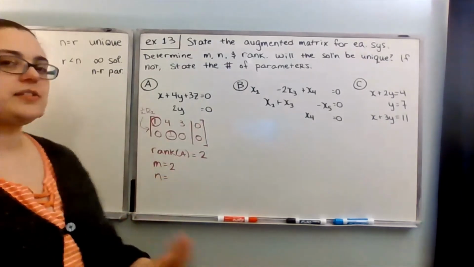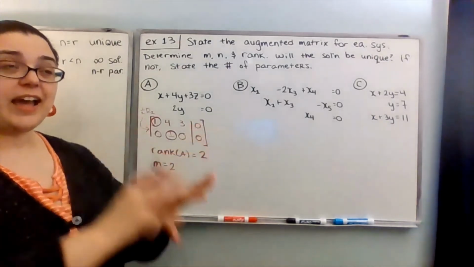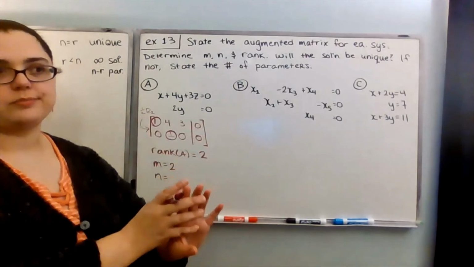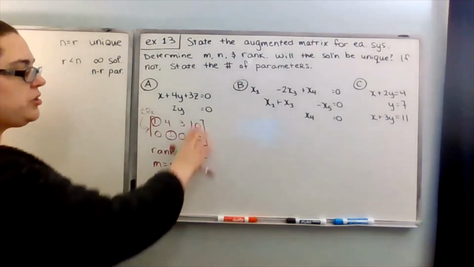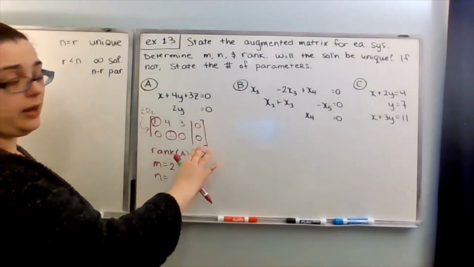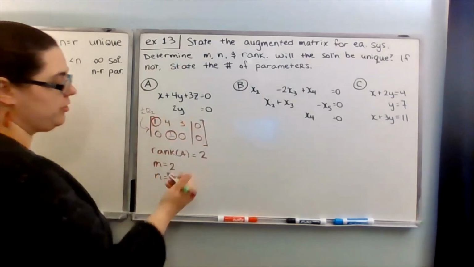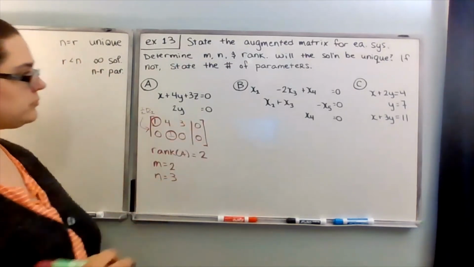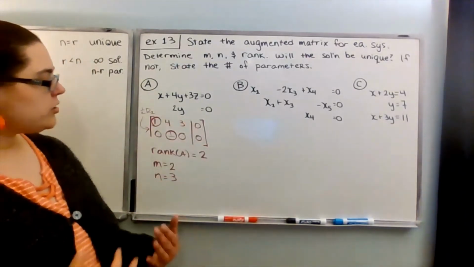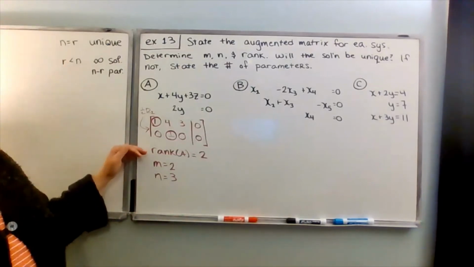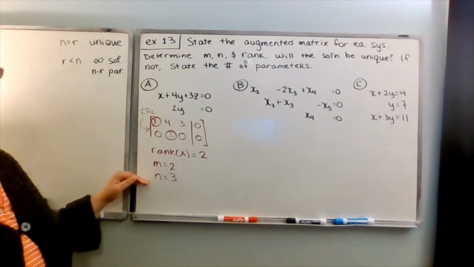And N is the number of columns excluding the solution column, right? So we don't count this one when we're counting N now. So we're just going to get 1, 2, and 3. So here we have a rank, M, and N.